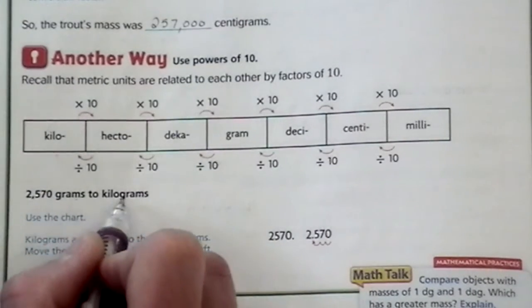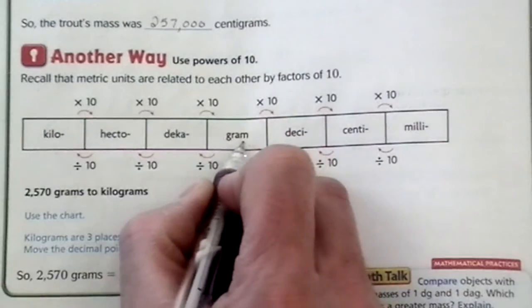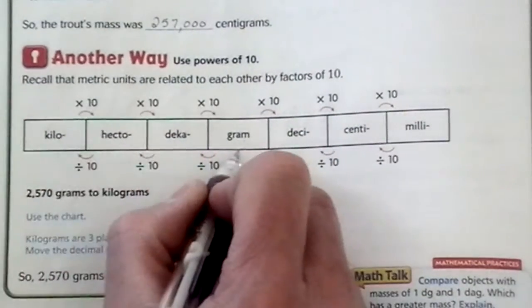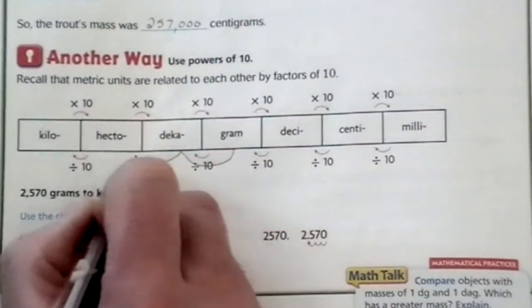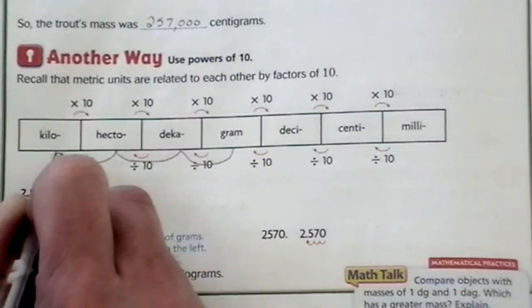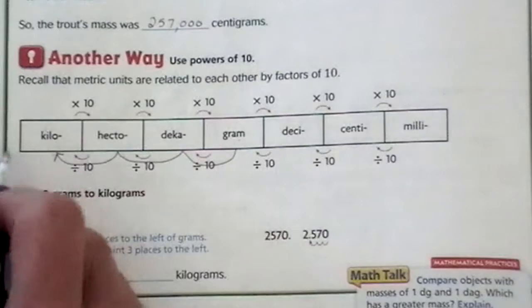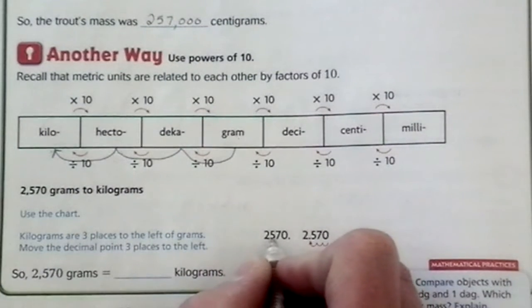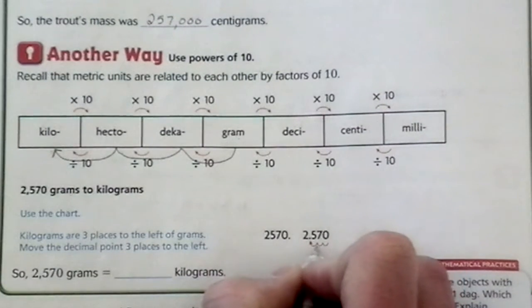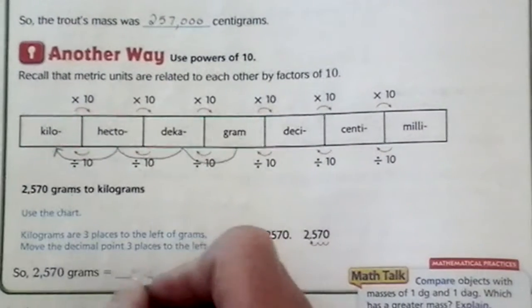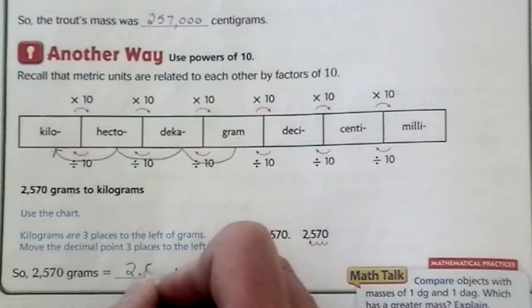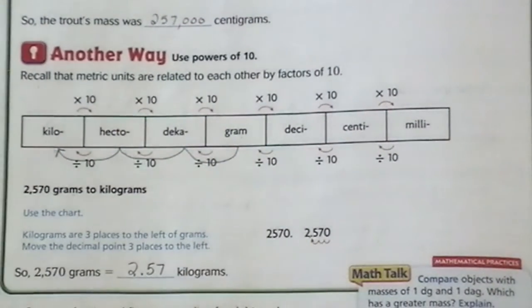So let's see how this works. 2,570 grams to kilograms. So we want to go from grams to kilograms. So we're going to count. 1, 2, 3. So we're going to need to move our decimal point 3 places to the left. So here you go. We've got 2,570. We're going to move that decimal point 3 places to the left, and we end up with 2.570 kilograms.